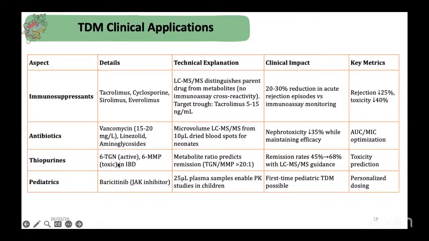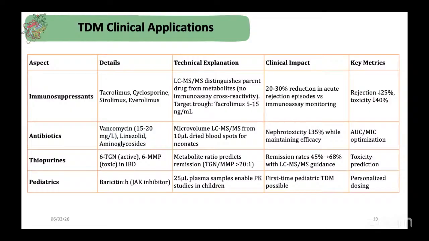For thiopurines, 6-TGN and 6-MMP are basically used in IBD. Once you determine the concentration of the TGN to MMP ratio, when it is less than 20 to 1, it is quite safe. The remission rates are around 45 to 68%, and toxicity prediction can be easily done.